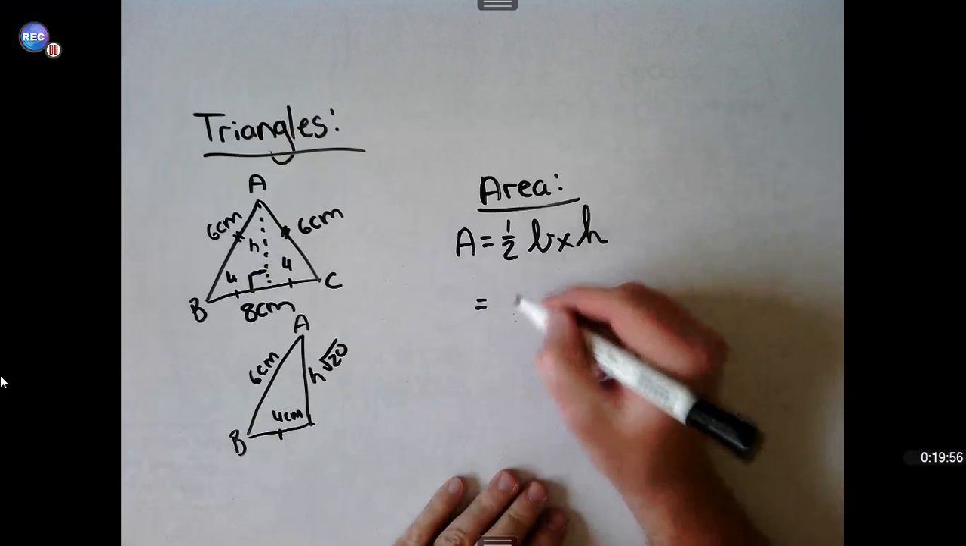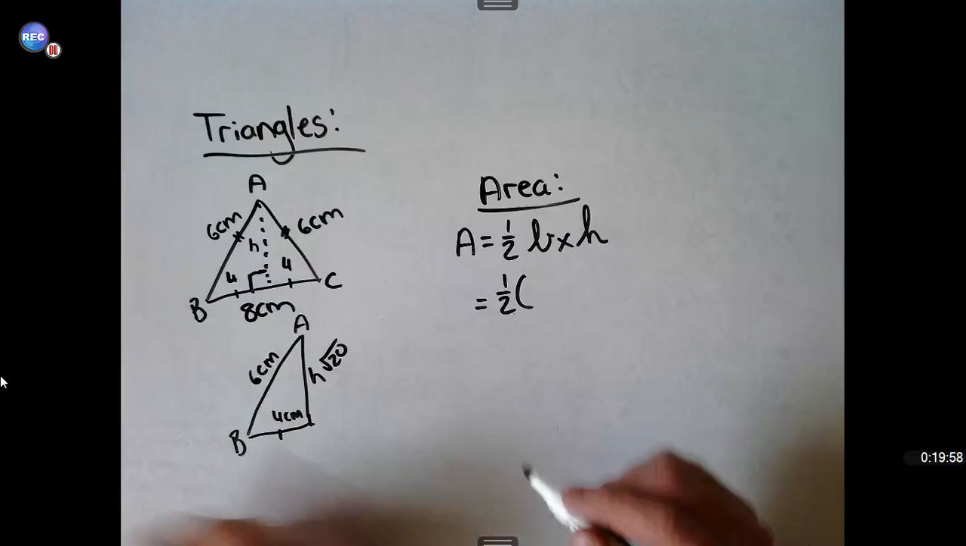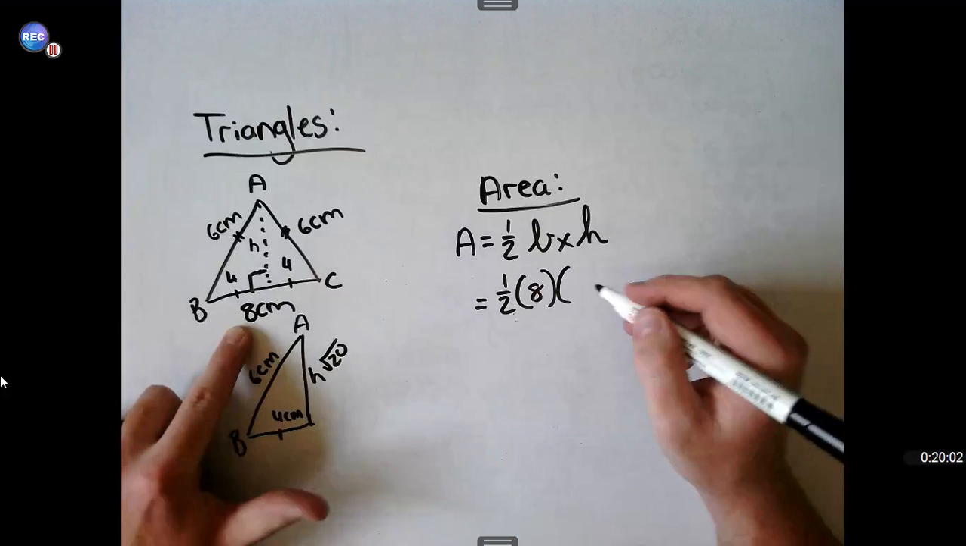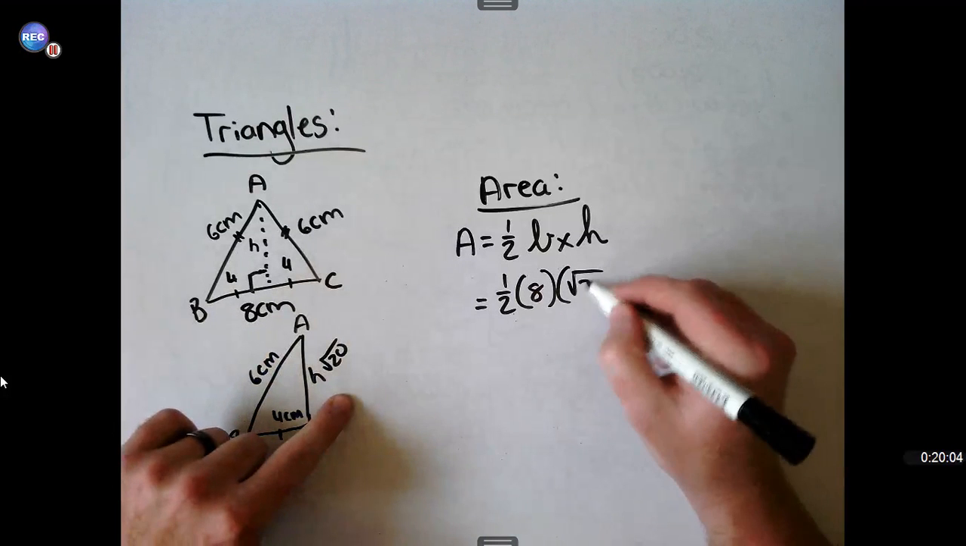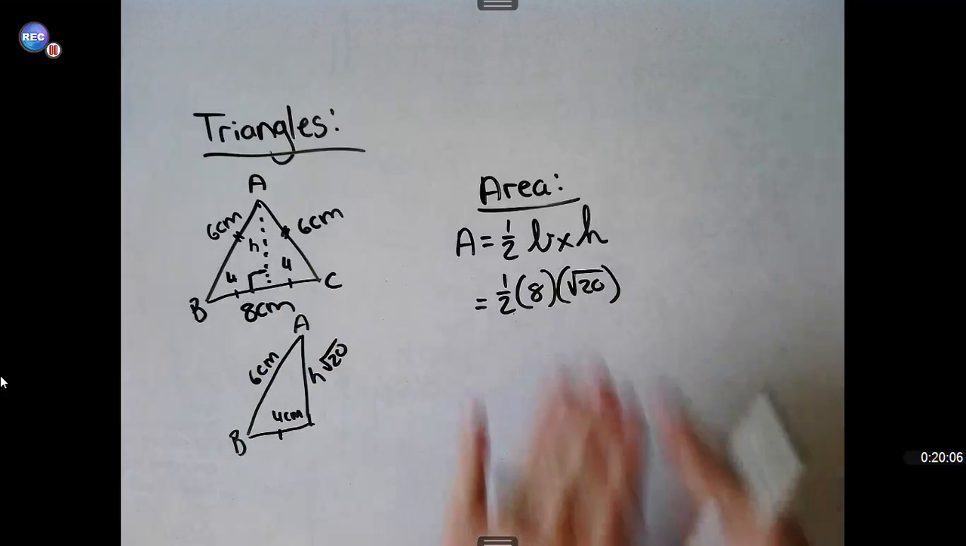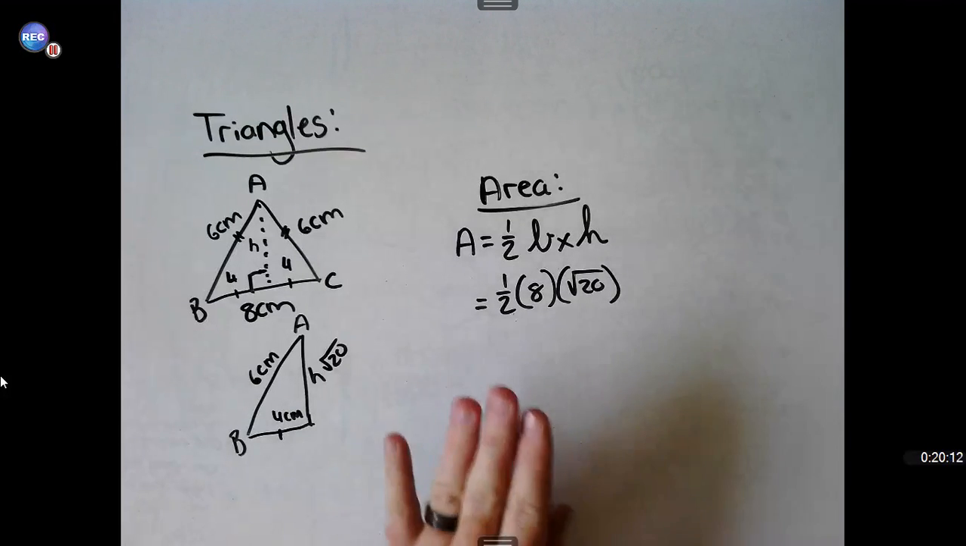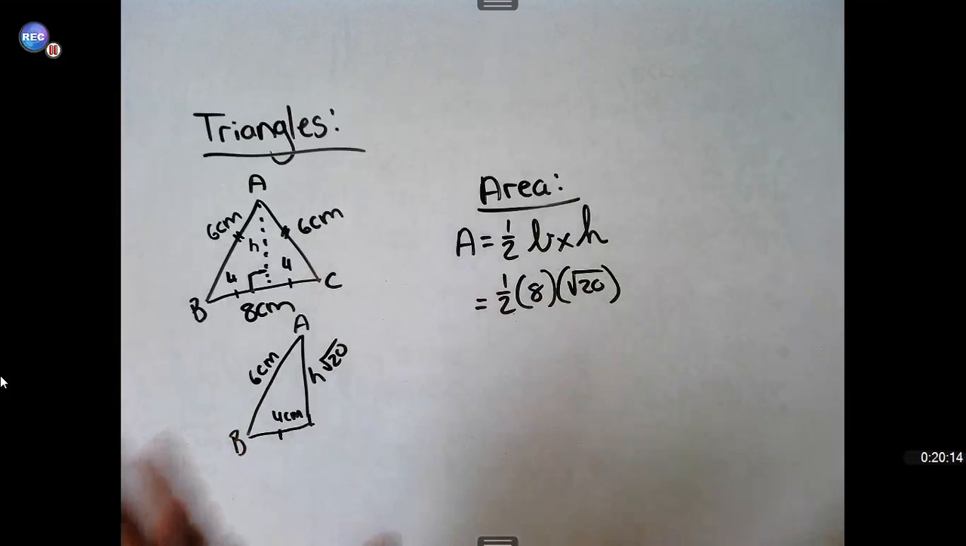So, what we do then is we say half, and then the base is 8, then the height is obviously the square root of 20. Use it as is. You're going to round off right at the end here. Okay? If you don't use it as is, then your answer might be a bit off from what the memorandum says that the teacher needs to use when assessing and marking your papers.